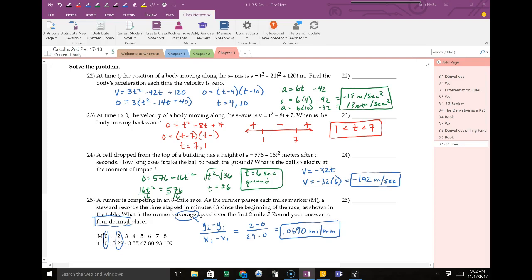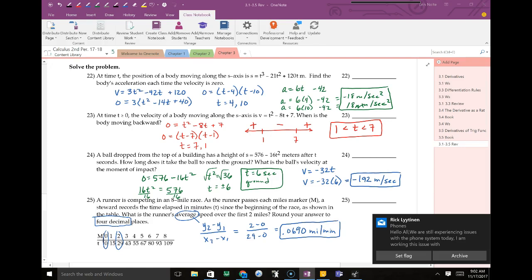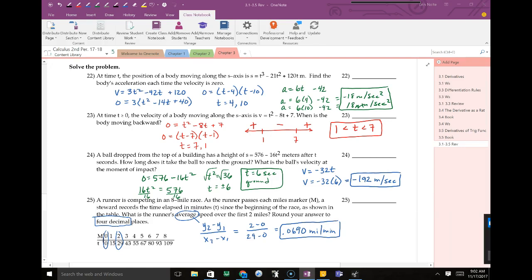So then we want to use a number line to figure out when the velocity is positive and when it's negative. So I choose a value within your interval, plug it into the velocity to make those decisions. This particular one is negative between 1 and 7. So that's where my object is moving backwards.